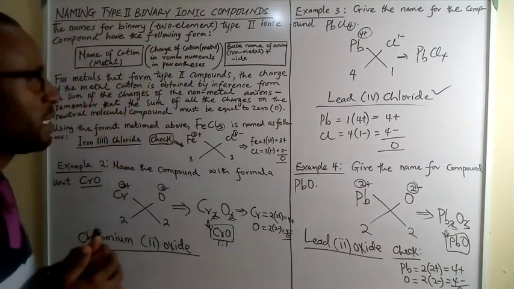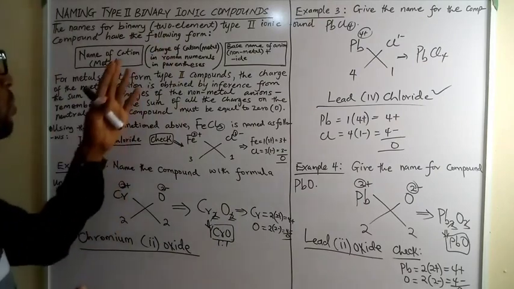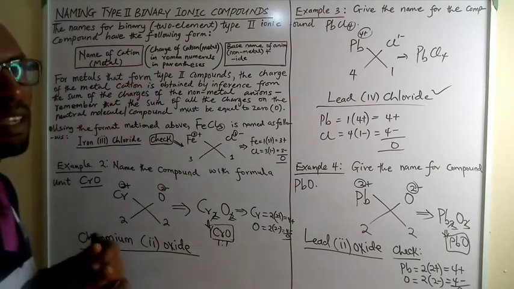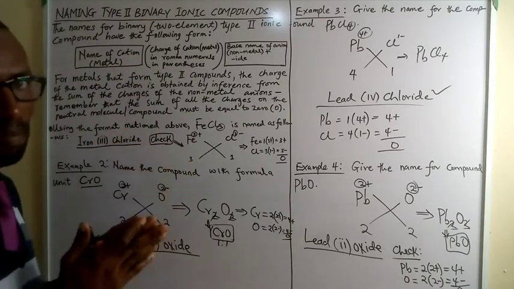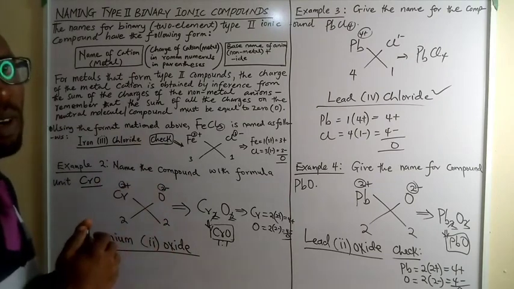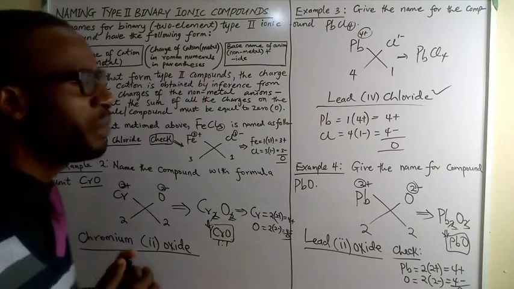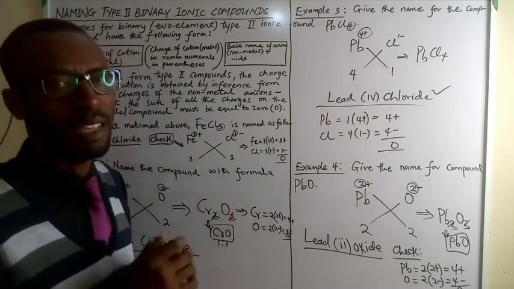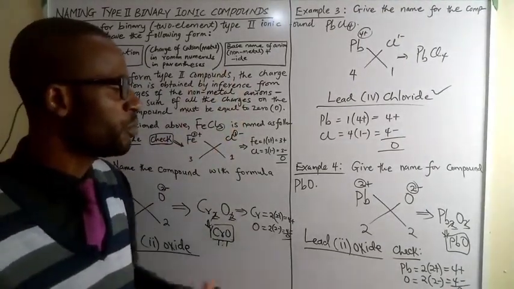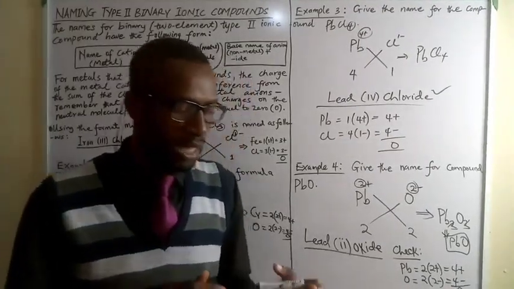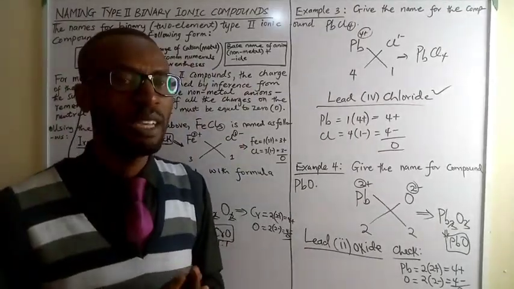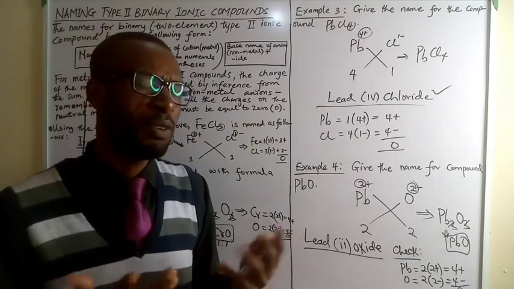Following the format that says that we should name the metal first, determine the charge of the metal, the transition metal, from the sum of the charges of the anion. Place that particular charge in Roman numeral, cover it up in parentheses, and of course, give the name of the non-metal, remove the last syllable of that non-metal, replace it with IDE. And that is how we got lead 2 oxide. And of course, the total sum of the charges on a neutral molecule or neutral compound must always be equal to 0.